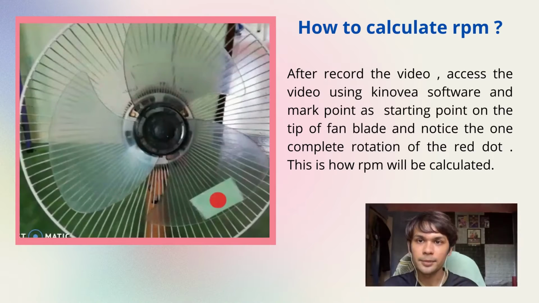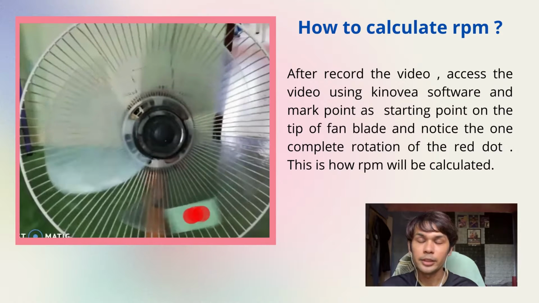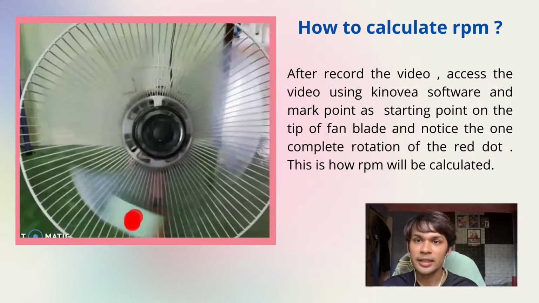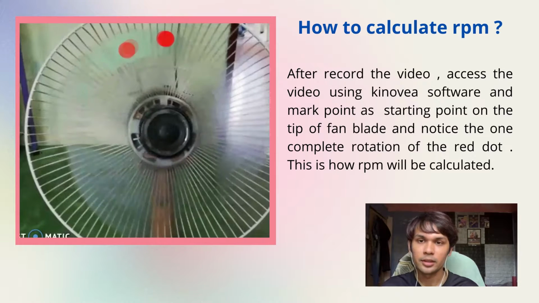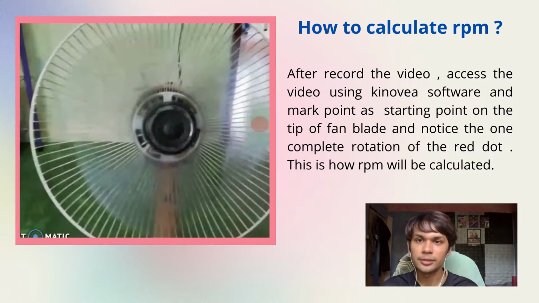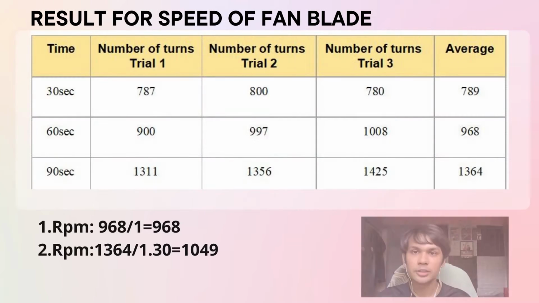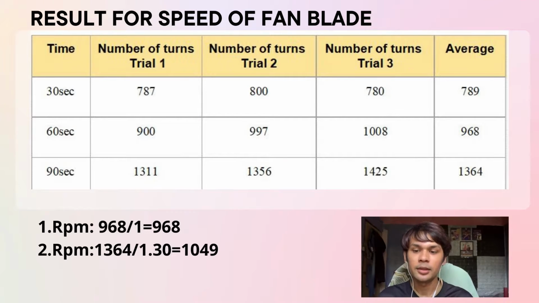So how do we calculate RPM? Basically, when you open Kinovea, you can set a marking, a red point, and for each one rotation, it is considered as 1 RPM. So this is the result for the speed of the fan blade for different times, which are 30 seconds, 60 seconds, and also 90 seconds.